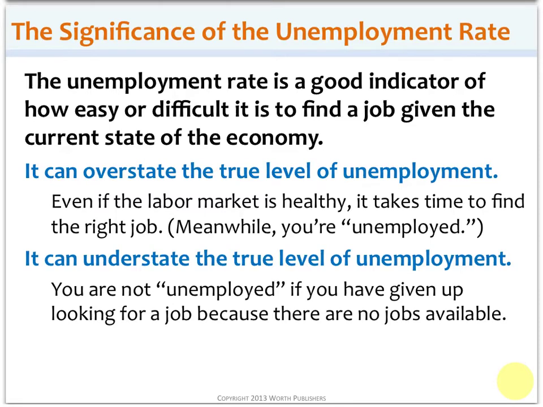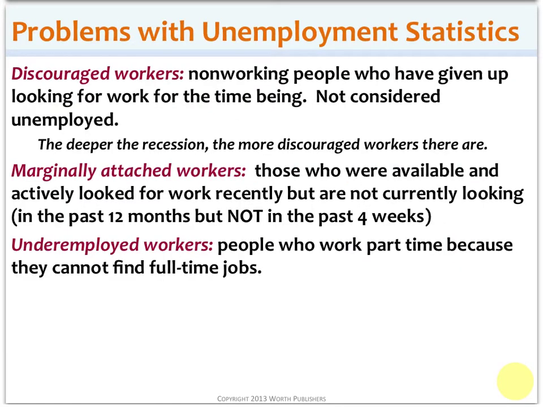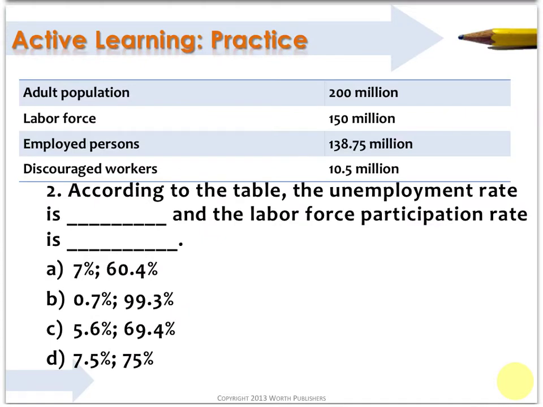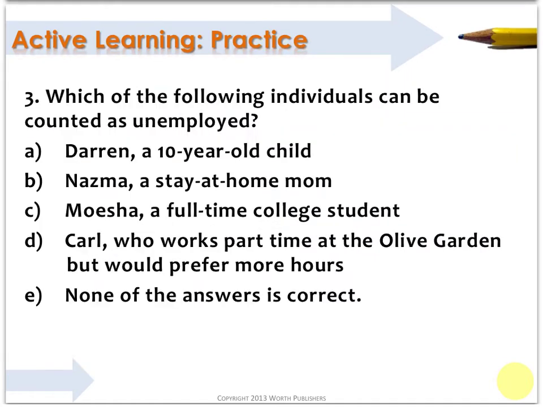And here's some weaknesses with the unemployment rate. And here's your definitions of discouraged workers, marginally attached workers, and underemployed workers, which are important because they're all sort of hidden inside the labor force, the unemployment statistics. Here's another quiz question for you. You can pause it here and answer. And another quiz question.